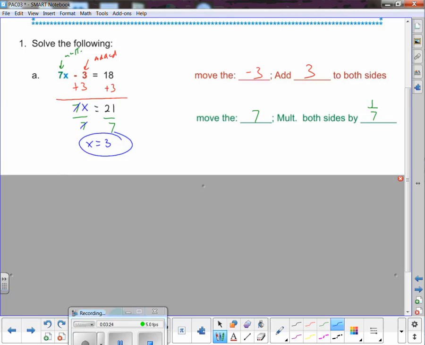When you take a quiz or test and you're done, you can go back and check that answer. Put the 3, don't do this in your notes, back in for the x. 7 times 3 is 21. 21 minus 3 is 18. Is the other side 18? Yes, the 3 is a solution. You can always check your answers. Again, you would do this after you finished every question on a quiz or test.